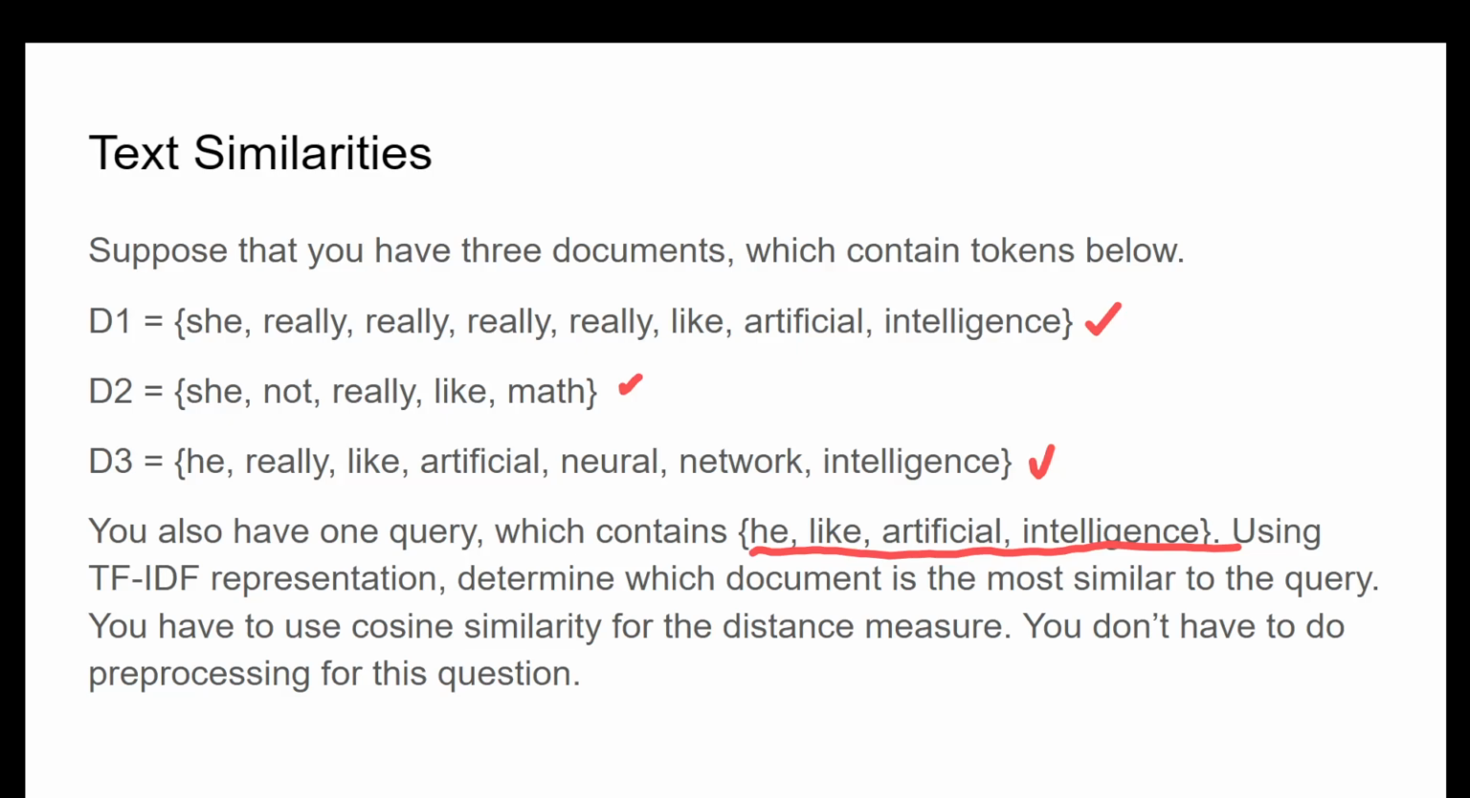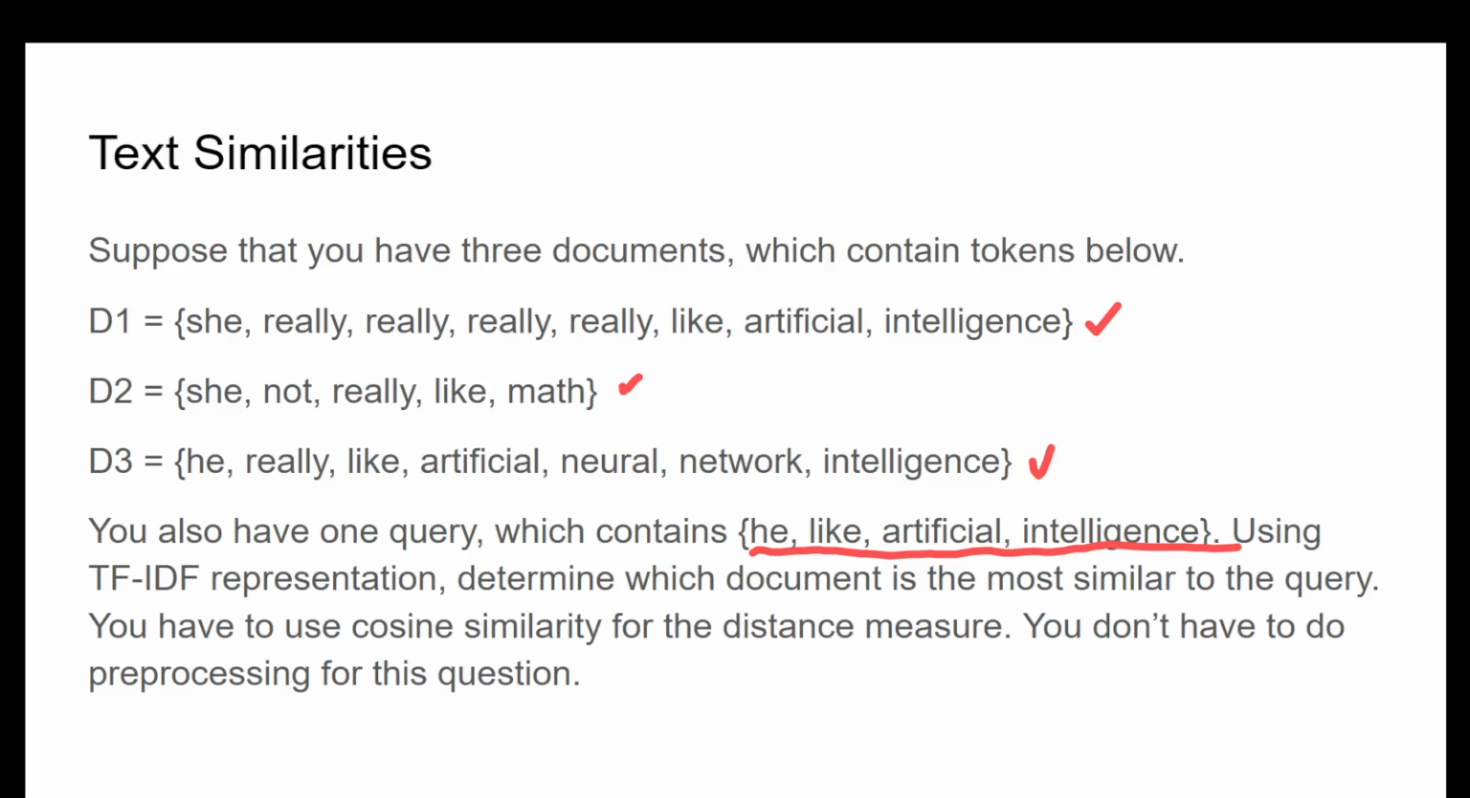This question asks you to use this TF-IDF representation to determine which document is actually the most similar to the query. And for the distance matrix or the similarity matrix, we can use this cosine similarity. I will explain to you later why we use cosine instead of other similarity measures. Because I have already preprocessed these tokens, you don't have to do the preprocessing activities for this question.